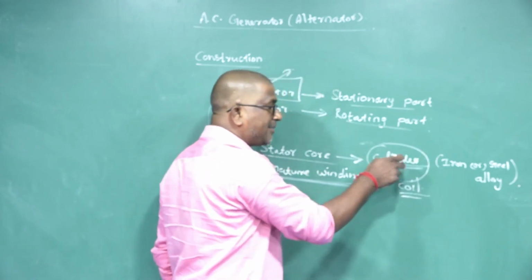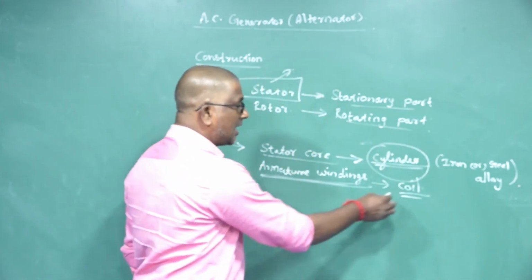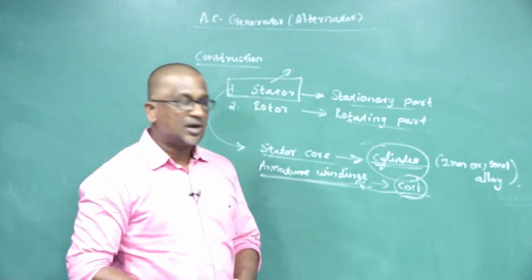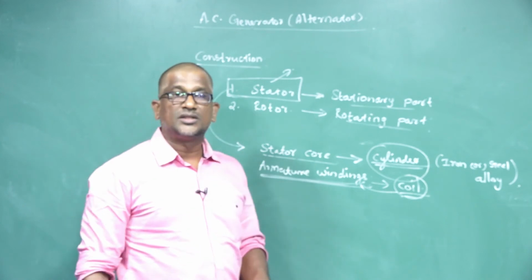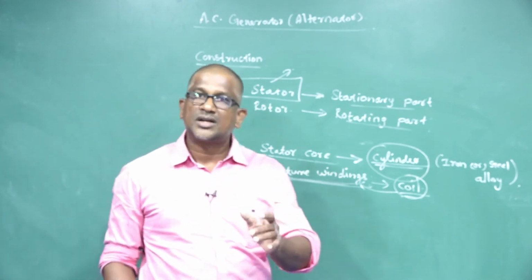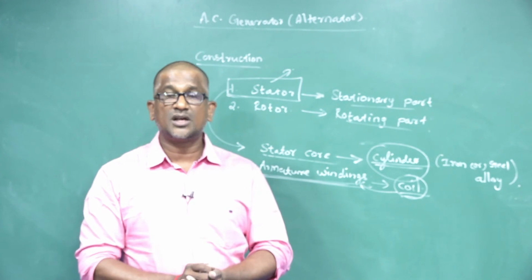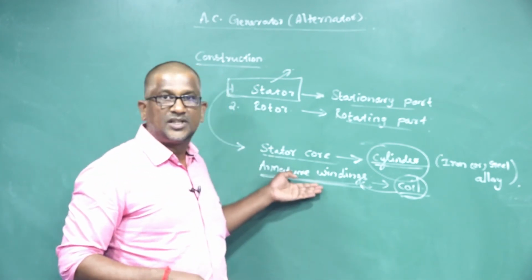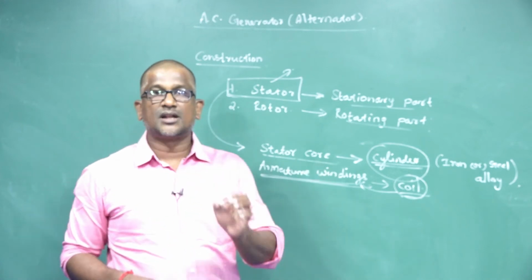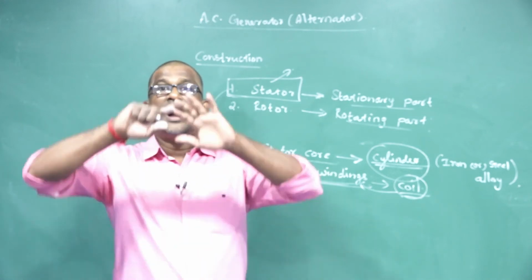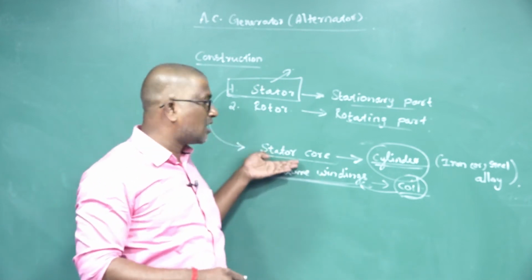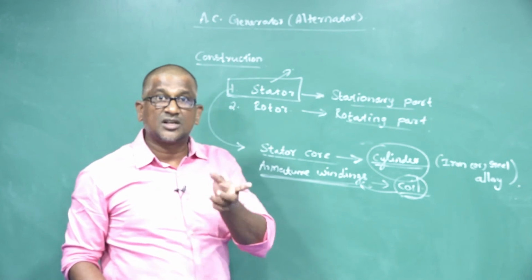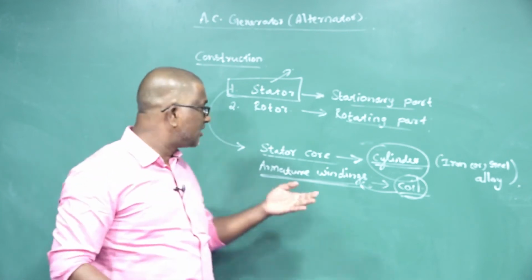A cylindrical type core is called stator core, and a rectangular coil is nothing but armature winding. And one more thing, in the stator core a large number of slots are cut in the inner surface, in order to accommodate the armature winding.